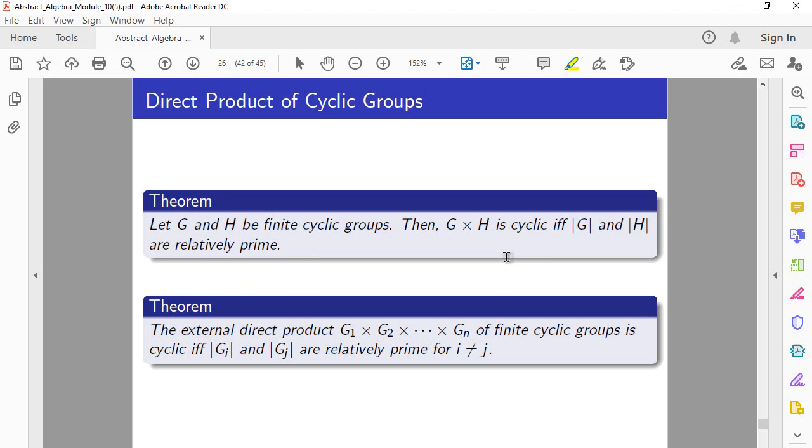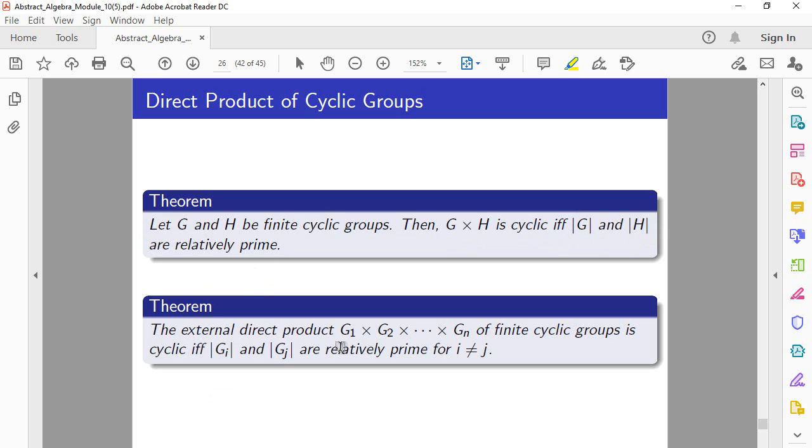Here we have the external direct product of the two groups G and H, and let's say that the individual groups are both cyclic. When will it be the case that their external direct product is also cyclic? Well, the external direct product of two cyclic groups is cyclic if and only if the orders of the two groups are relatively prime. So G cross H is cyclic if and only if the order of G and the order of H are relatively prime.